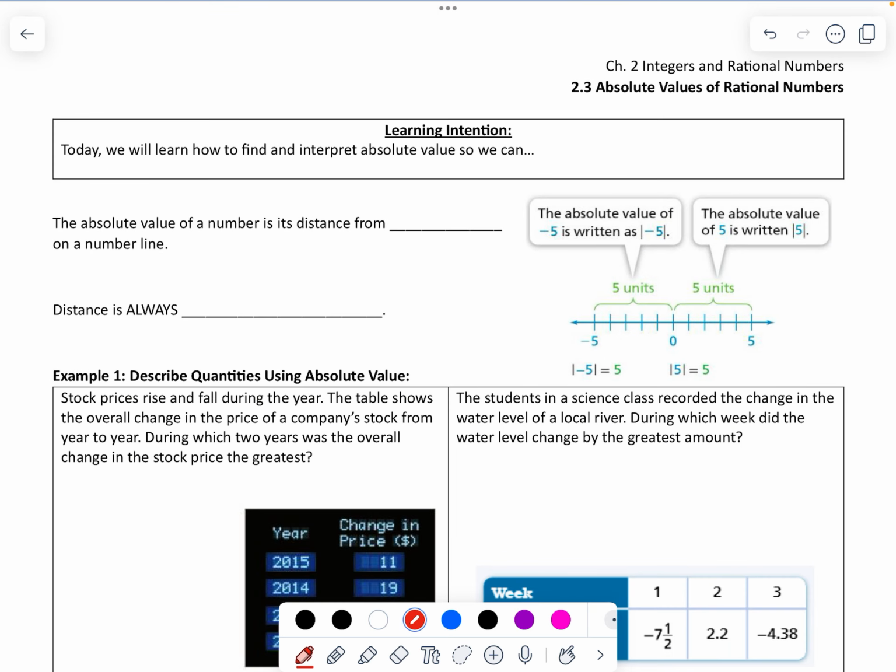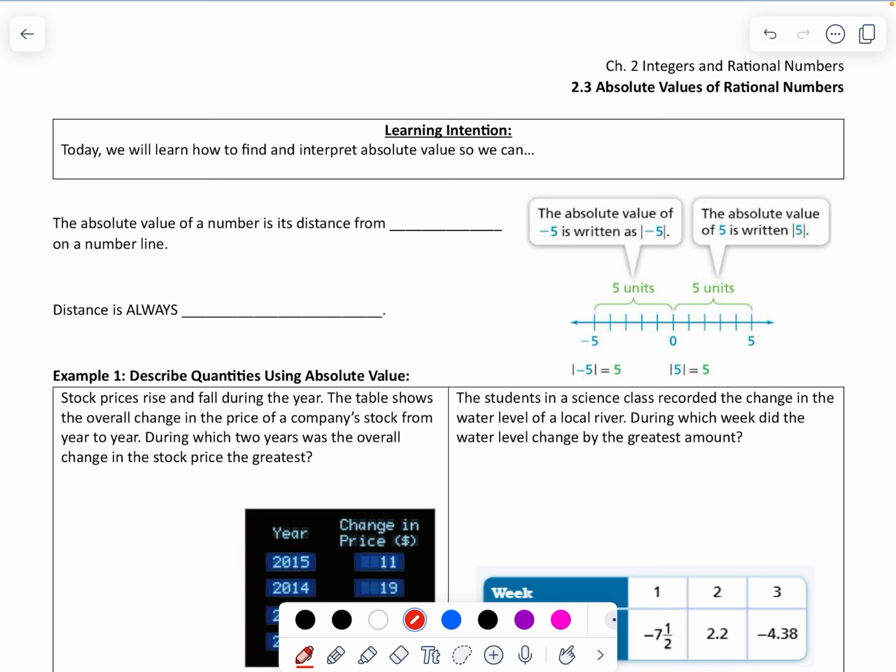Hello! Today we are going to be going over 2.3, which is absolute values of rational numbers. So our learning intention says, today we will learn how to find and interpret absolute value. And remember, we'll fill the learning intention in at the end, so be thinking about how we may use this in the real world throughout the lesson.